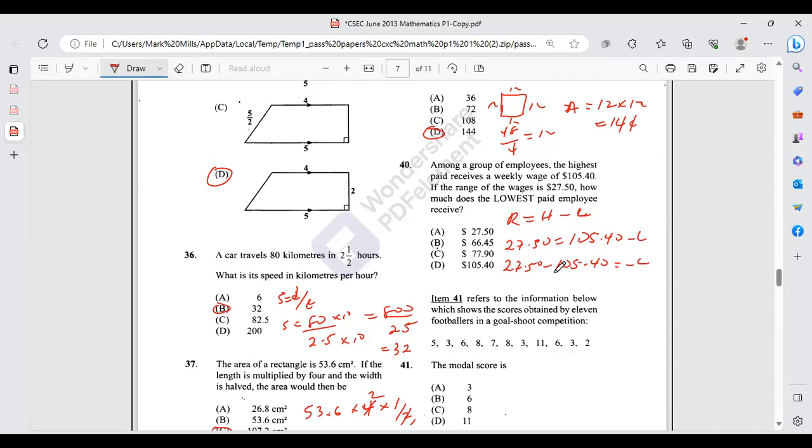Now subtract this one for me. What is 27.5 minus 105.40? What do we get? Anybody can help me? It will be negative 77.90, right? It's got to be negative L. Then the two negatives will cancel, they'll be positive, right? So that'll be C. So I did it mathematically for you to see, in terms of writing a range.